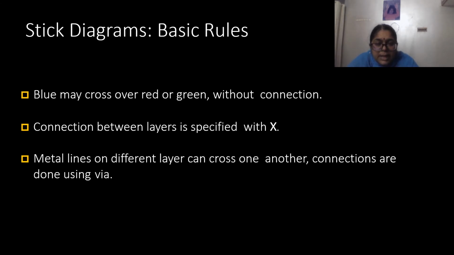The connection between layers is specified with a cross or X in case of a stick diagram. Metal lines on different layers can cross one another. Connections are done using wire. Now when metal has to come in contact with polysilicon or diffusion, then contact cuts are created. But when metal 1 crosses metal 2 or any higher layers, then contacts known as vias need to be made.